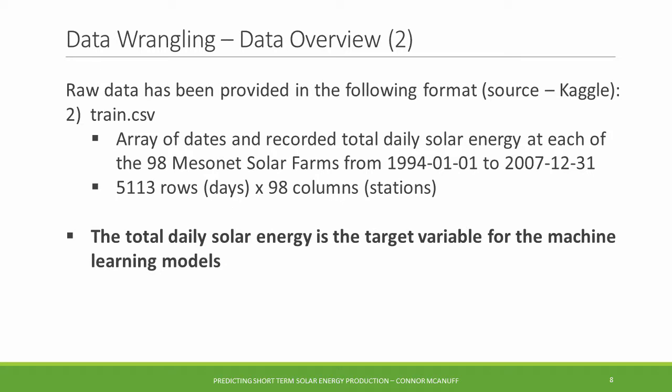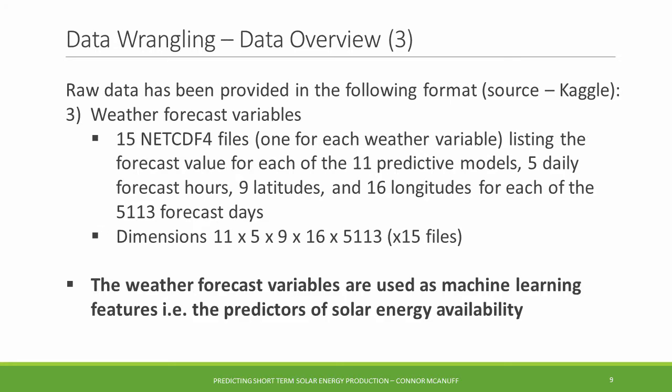The second raw data file is also in CSV format. This array contains total daily solar energy availability, the target variable, at each of the 98 Mesonet stations from the beginning of 1994 to the end of 2007. The weather forecast data are provided in 15 separate NetCDF4 files, one for each weather variable. The weather forecasts are sourced from a global ensemble forecast system.